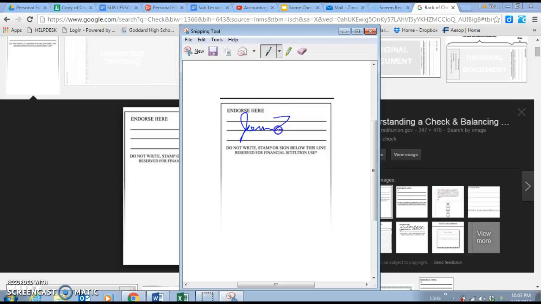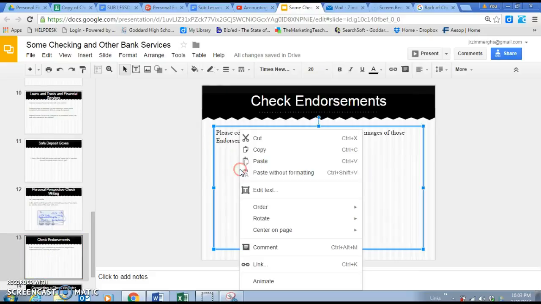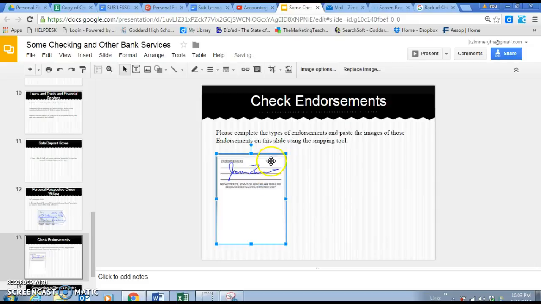And I'm going to do a quick version. So I'd like you to get a copy of that and we'll copy it and paste it into your slides under check endorsements. We're going to do a couple of these, so that's the first one. Alright, that's just a regular endorsement. If you want to label that, you can.